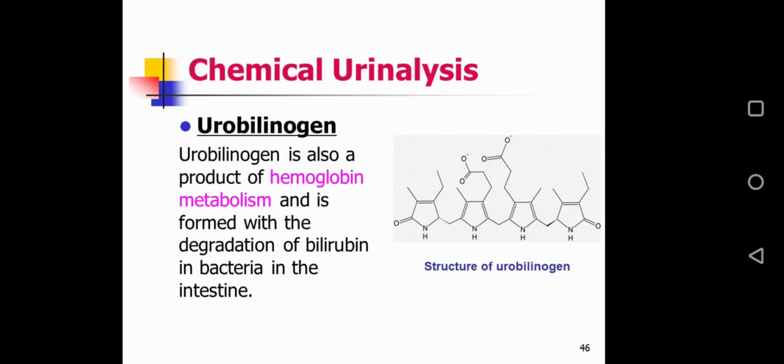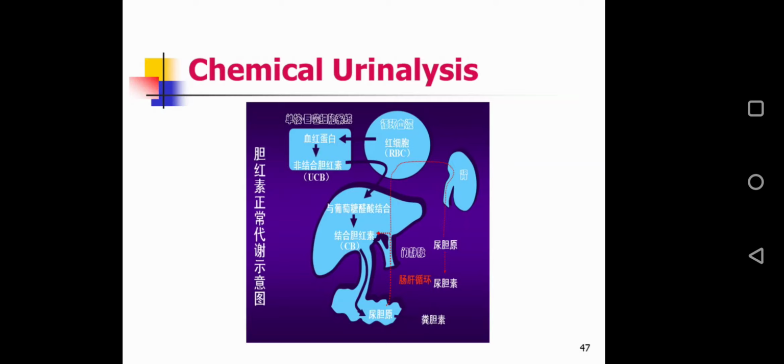Urobilinogen. Urobilinogen is also a product of hemoglobin metabolism and is formed from the degradation of bilirubin by bacteria in the intestine. Approximately one half of the urobilinogen is excreted in the feces, and the other half is reabsorbed into the circulation from the intestines. This reabsorbed urobilinogen is then filtered by the kidneys and appears in the urine.